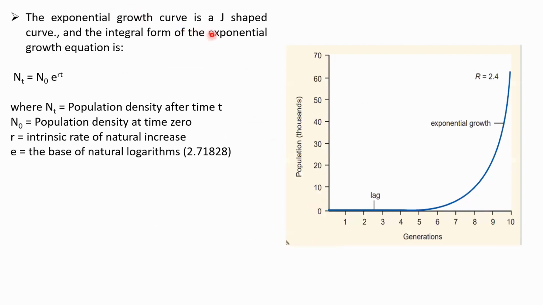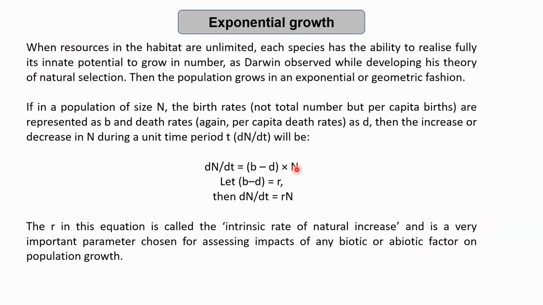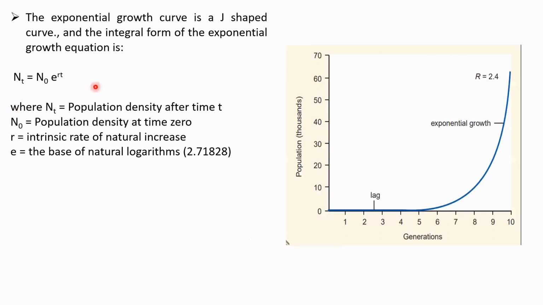The exponential growth curve is a J-shaped curve, and the integral form of the equation, if I take the integration, can be represented as the population density after time t, Nt, is equal to the population density at time zero, N0, times e to the power rt. Here r represents the intrinsic rate of natural increase, that is b minus d, and e is the base of the natural logarithm, where t is the time period. In this case, the population grows exponentially from one generation to another.